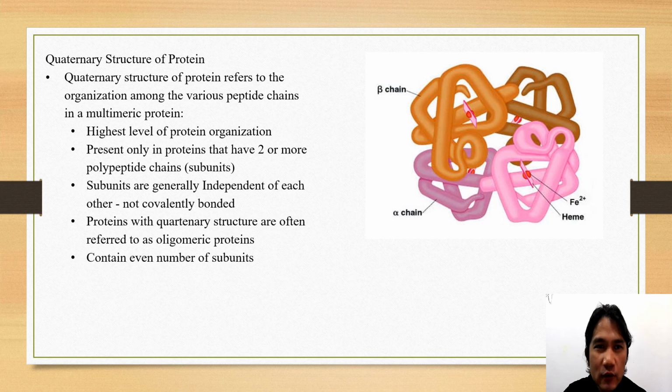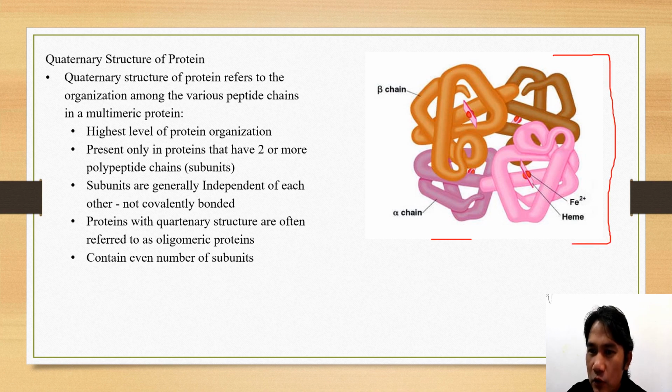The fourth level, which is the highest, is called quaternary structure. In this structure, a quaternary structure of protein refers to the organization among the various peptide chains in a multimeric protein. Now, I'd like to focus first on this protein in this picture, so that we can illustrate what is quaternary. The whole thing is a protein.